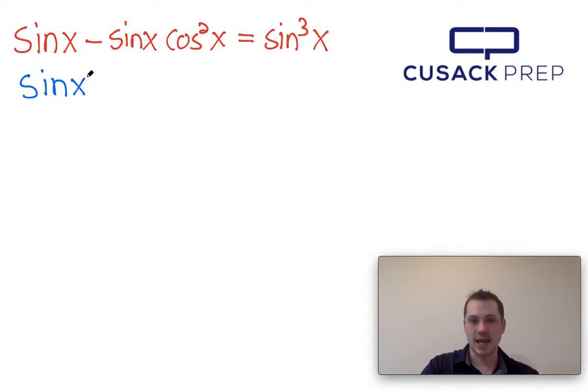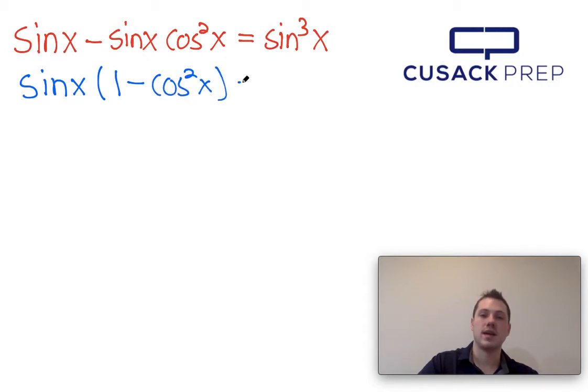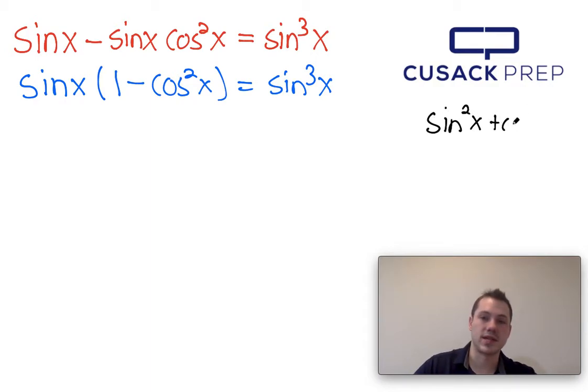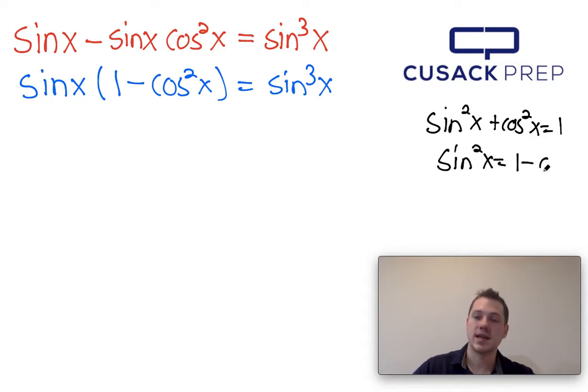So I'm going to turn this into sine of x times 1 minus cosine squared of x, and that equals sine cubed of x. Now, this 1 minus cosine squared of x, you may know that there is the trig identity, sine squared of x plus cosine squared of x is equal to 1. And if I were to solve this for sine squared of x, I would find that sine squared of x is equal to 1 minus cosine squared of x. Well, that's awfully convenient, isn't it?